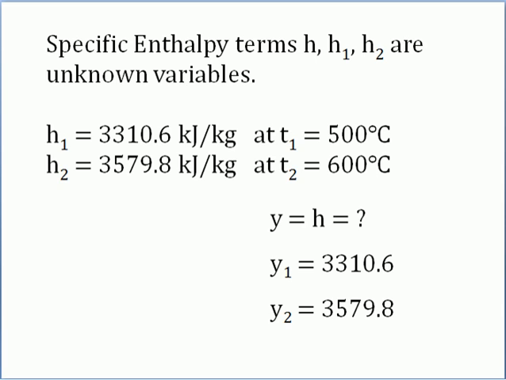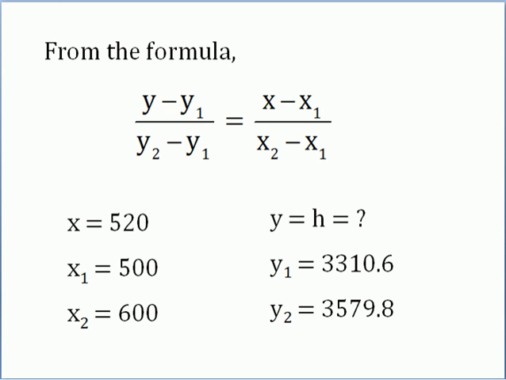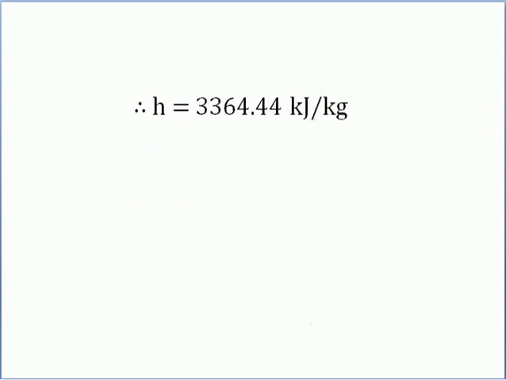The specific enthalpy terms h, h1, h2 are unknown variables; h is what we are going to find out. h1 and h2 are provided in steam tables corresponding to the temperatures T1 and T2 respectively. Therefore, y is the value that we are going to find and y1 and y2 are known values. Now we have x, x1, x2, and we know y1 and y2. Substitute all these values in the interpolation formula and we will get y, that is the specific enthalpy. The calculation goes like this, and finally we get the specific enthalpy.